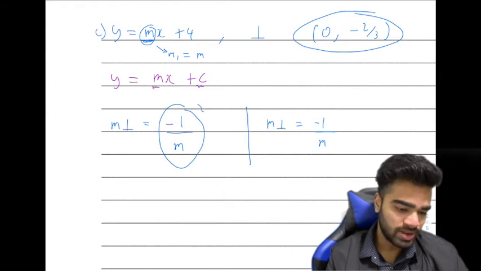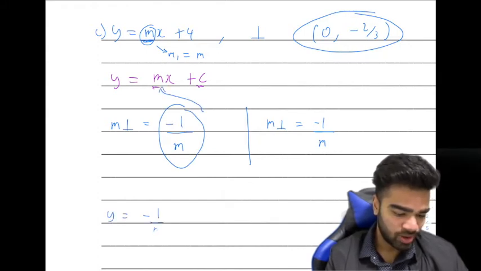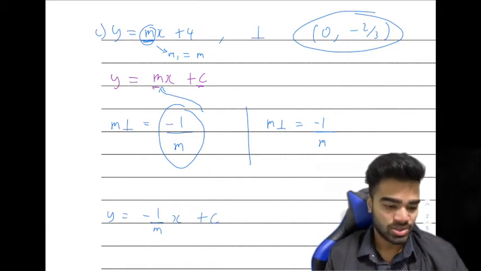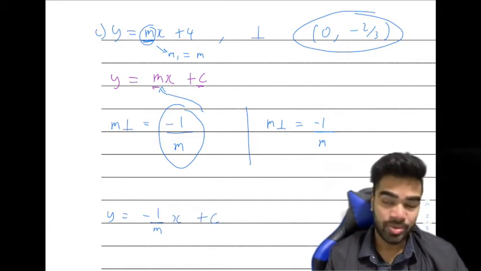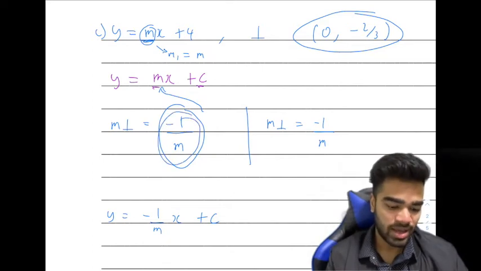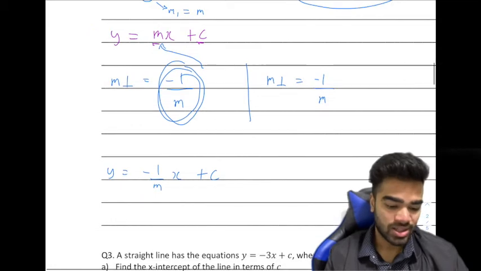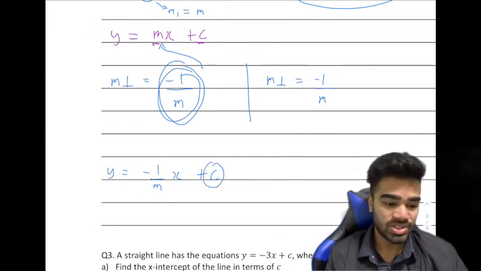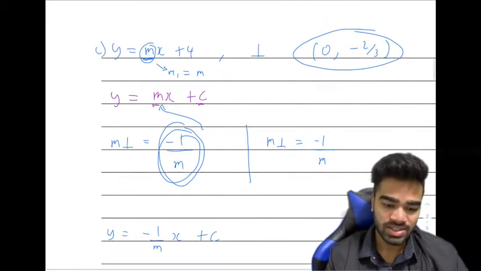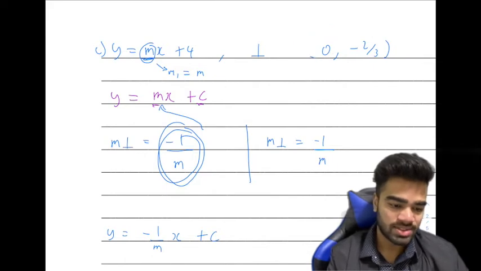So we can sub this value into y = mx + c. So y = (-1/m)x + c. So we found the gradient of our graph. The perpendicular gradient is -1/m, and we subbed it back into our general straight line formula. The last step, as we always do, is to find c. How we're going to find c is to sub in the coordinate that we have at the start. So we're going to sub (0, -2/3) into the equation.